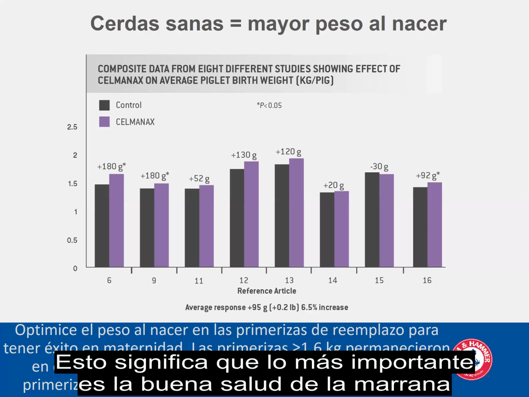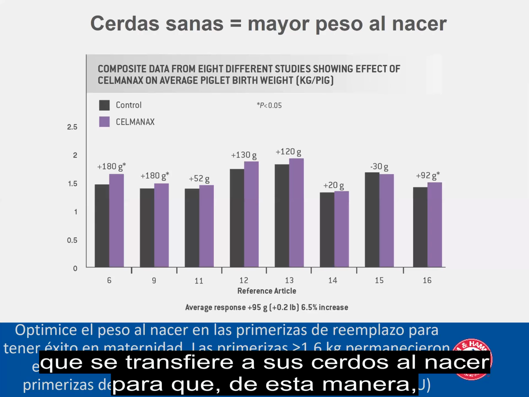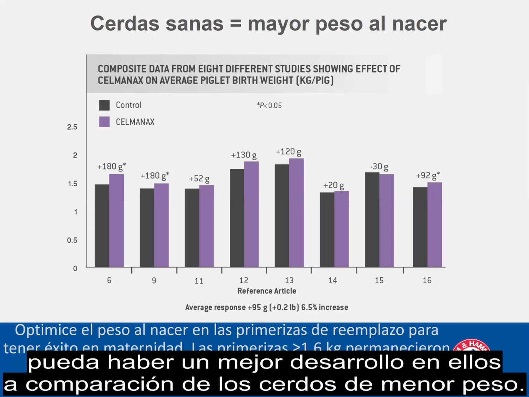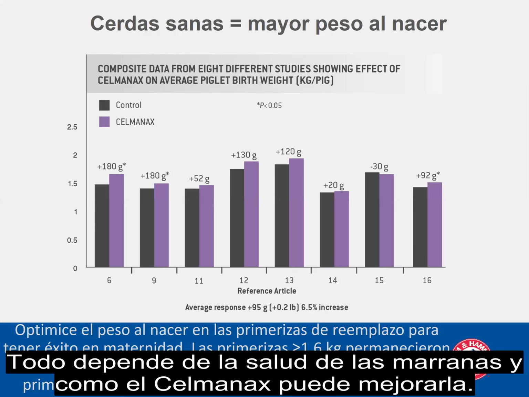And all that really is, most likely, is the sow health transferring again, making that gilt at birth be much more developmentally advanced than, say, the lower birth weight contemporaries. So all back to sow health and how Salmonax can help improve that.